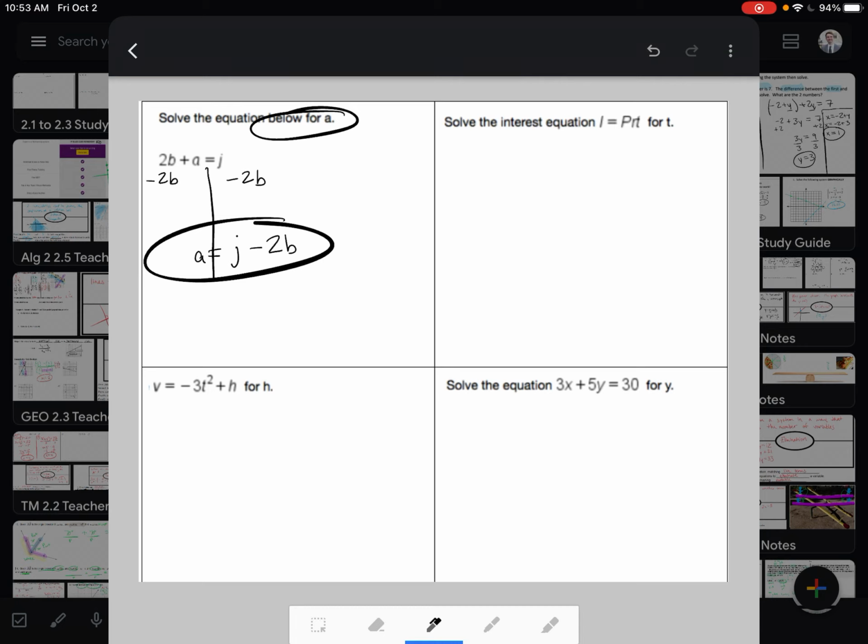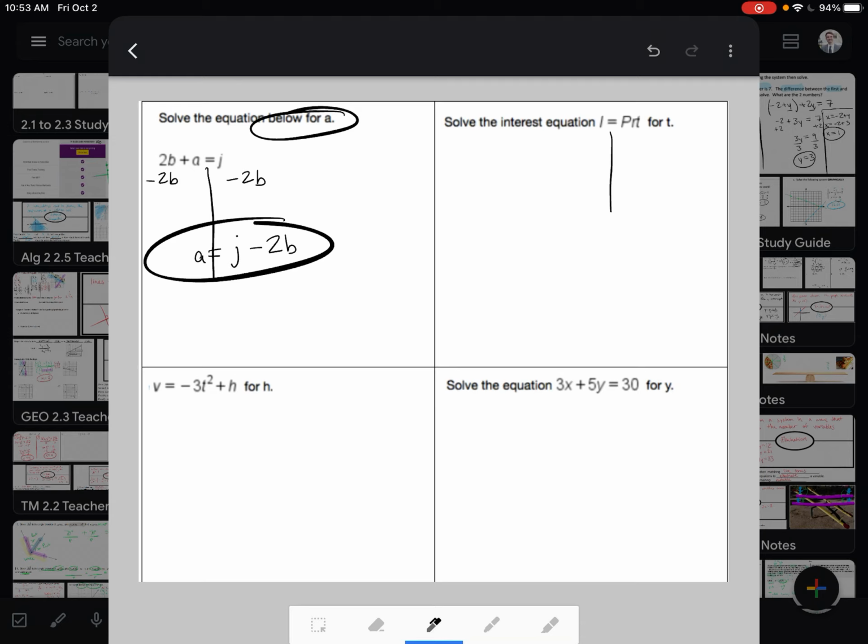We don't care about solving for a number. We have to be very careful to keep like terms in order. And the only thing that we're looking for here is just an a equals. So for example, on this next equation, our goal is to get a t equals. So a little bit more challenging here.